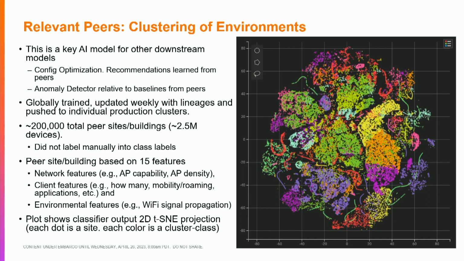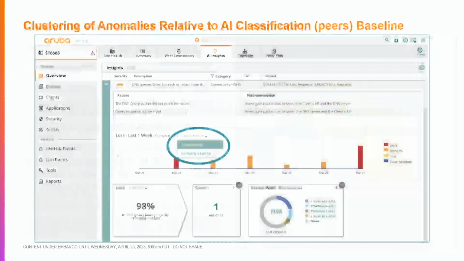Going through the features used for this clustering, there are network features around AP capability and AP density. Then there are client features. How dense are the clients? What type of clients? Are they moving, with applications? Then there are environmental features, like how well Wi-Fi propagates, basically the SNR path loss between APs. So this is a basis that's used for things like this.